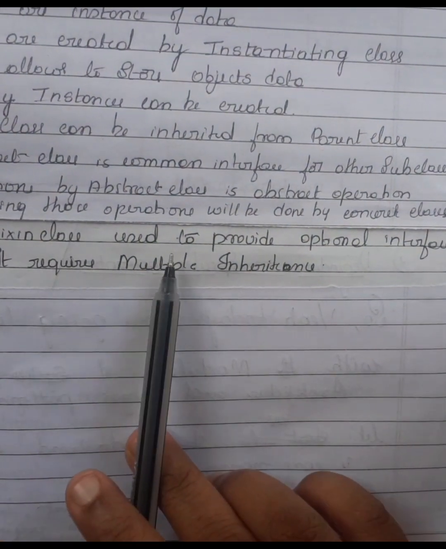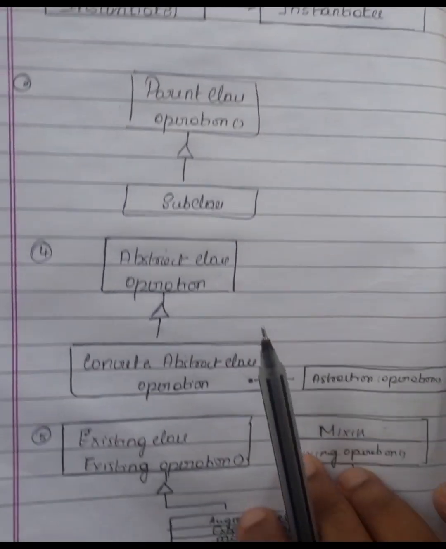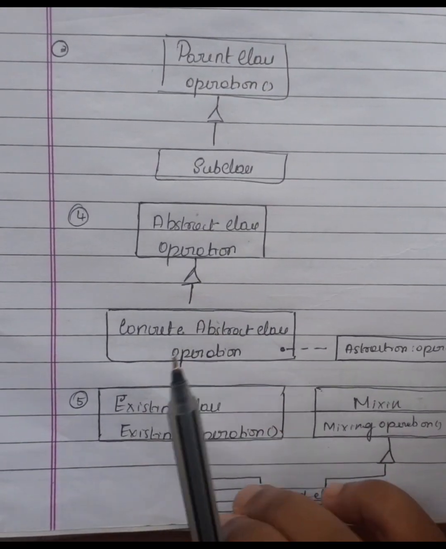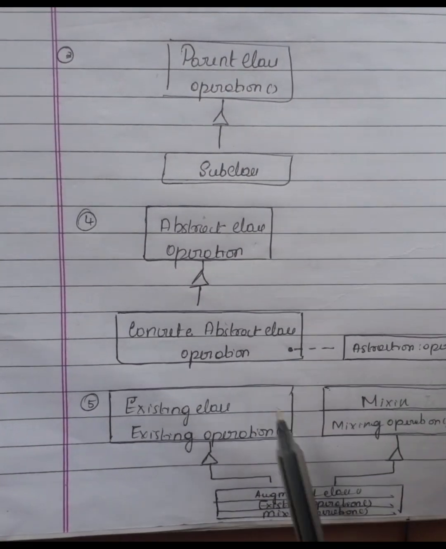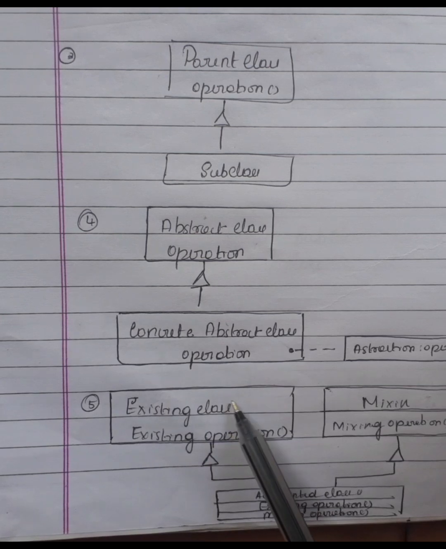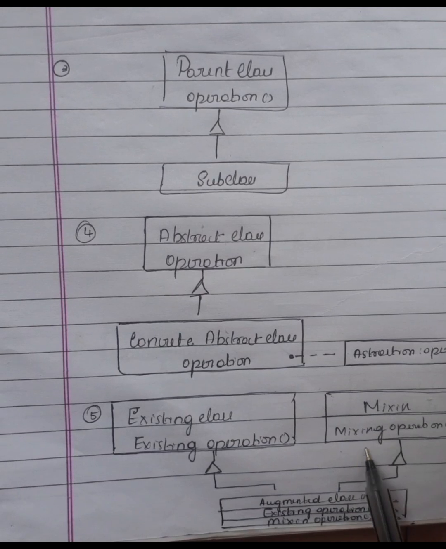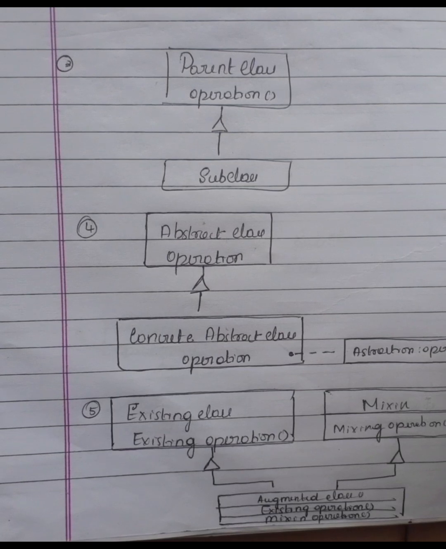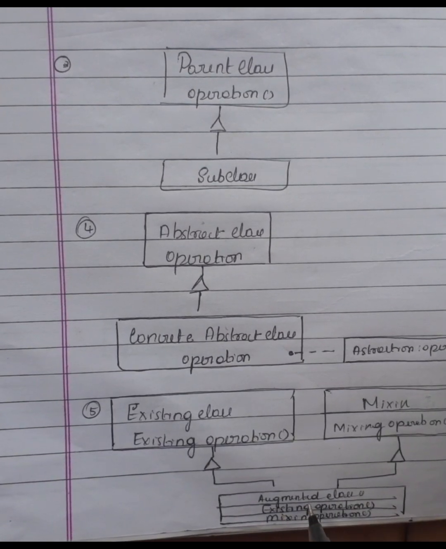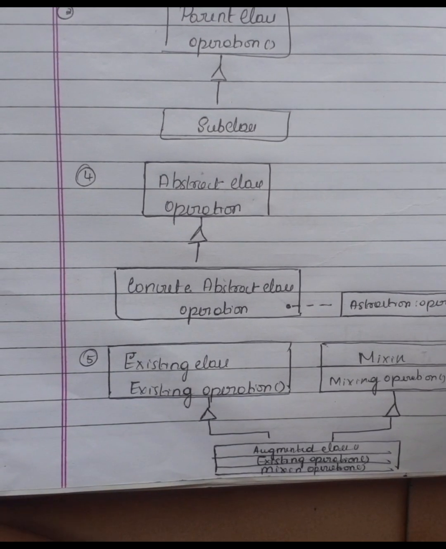Next, a mixin class is used to provide an optional interface. It requires multiple interfaces. So here the abstract class gives an interface, that is obvious, right? So let's suppose this is an abstract class, then the mixin class is an additional class which is optional. Then all these operations performed will be augmented over here, combined and performed. Yeah, this is all about specifying object implementation.